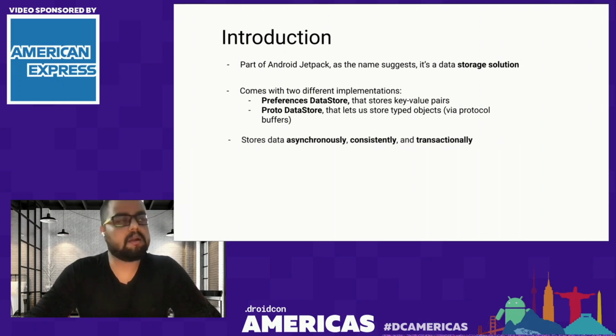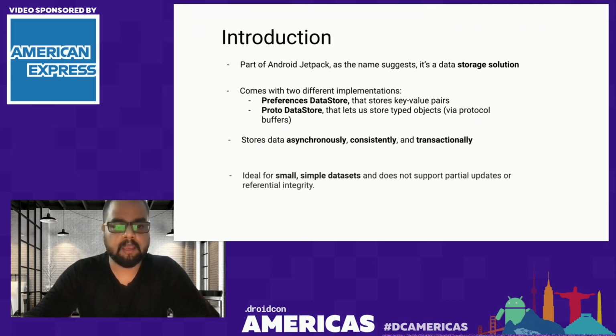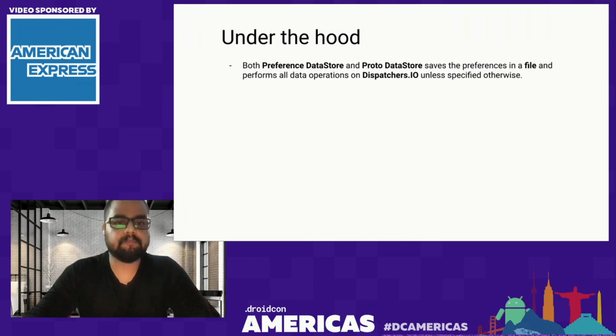One of the major topics of discussion is that Jetpack DataStore stores data asynchronously. It is consistent, and transactions are maintained. It's ideal for small, simple data sets and doesn't support partial updates or referential integrity. So this is all about the introduction.